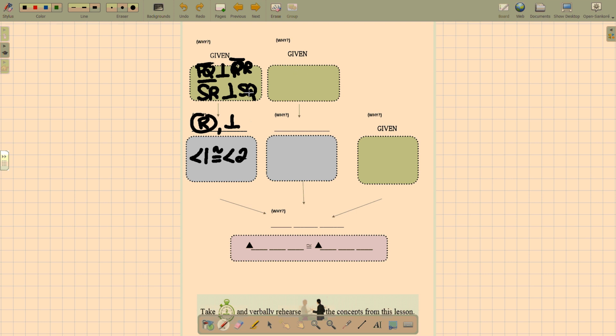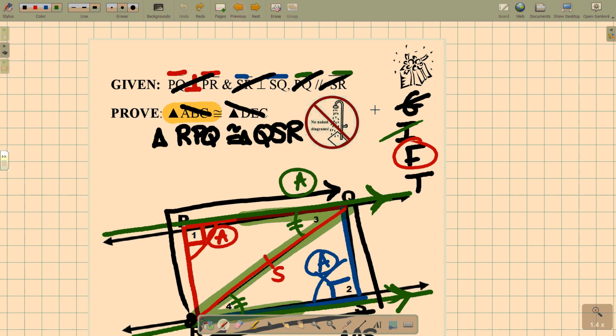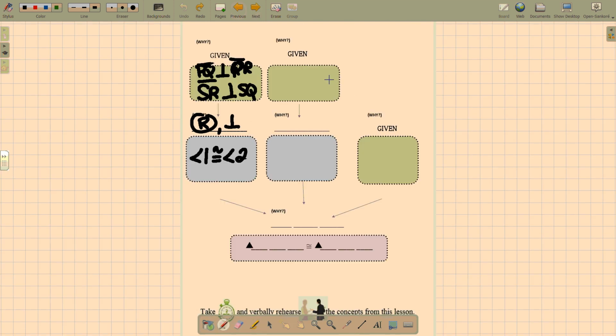Then we had the parallels. PQ and SR are parallel. From that, we got our armpits of the Z, which is angle 3 congruent to angle 4. Alternate interior angles are congruent. If you write armpits of the Z, that's perfectly fine. This gave us a pair of angles.